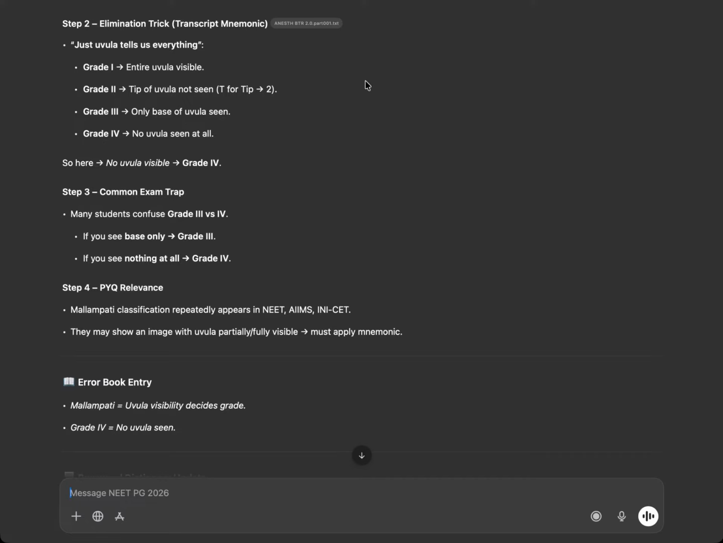There are two ways of dealing with Mallampati. The method which ma'am has taught uses the uvula only. So grade 1: entire uvula is visible. Grade 2: tip of the uvula not seen. Grade 3: only base of the uvula seen. Grade 4: no uvula seen at all. This is the classic Mallampati classification.